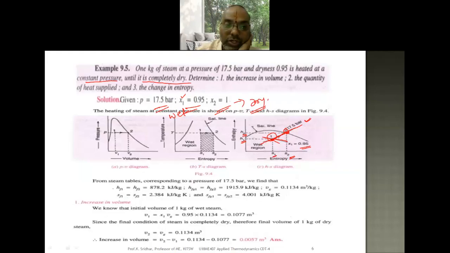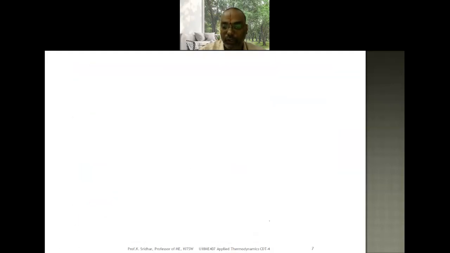The same thing is listed here: H1 value, H2 value, S1 value and S2 value. And what is the increase in the volume? Because the initial condition is wet steam, V1 is equivalent to X1 into Vg, because Vg is known to you from the Mollier diagram or from the steam tables. And V2, because it is dry saturated steam, is equal to Vg. So the increase in the volume is V2 minus V1. This is the answer for the first part, the increase in the volume.